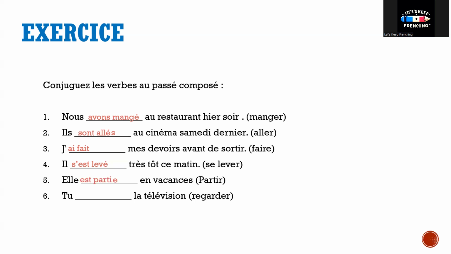Et dernièrement, tu la télévision, le verbe regarder. Donc regarder, normal verb. So I am going to use avoir here because, as we said, the majority of verbs are conjugated with the auxiliary avoir, unless it's within the movement verbs or reflexive verbs. So regarder is just a normal verb, so I'm going to use avoir here. Tu as regardé la télévision.